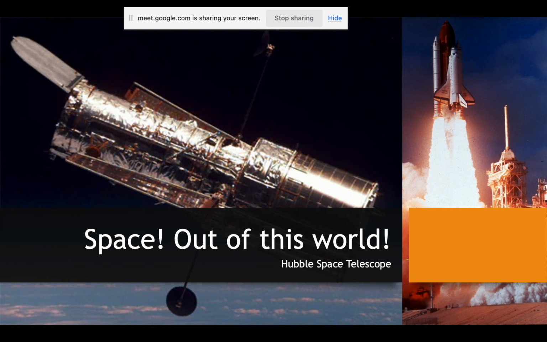And obviously space is out of this world. This is an image of the Hubble Space Telescope. It's the most well-known space telescope. It was launched with the space shuttle, and it is still operational. It is one of the most effective, useful space telescopes we've ever had, the Hubble Space Telescope, right?